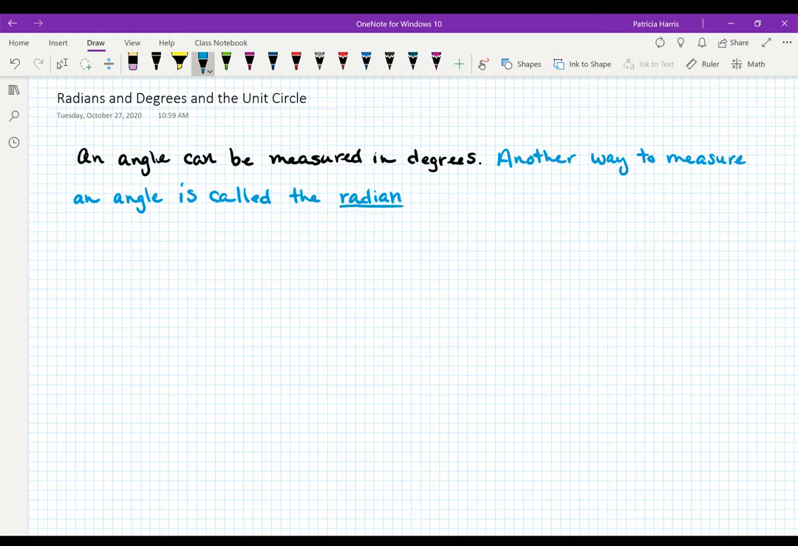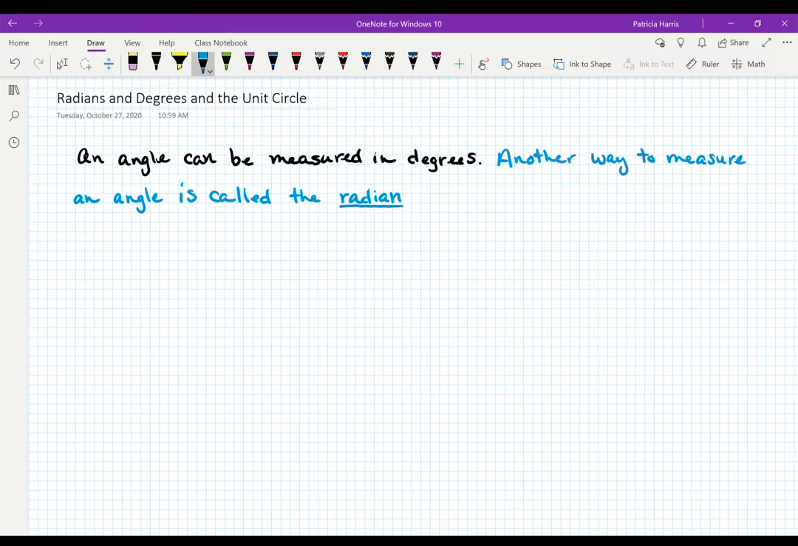Now, some folks really love degrees and they won't give them up, but you do have to be at least a little bit comfortable with the radian. It's kind of like I'm really comfortable with miles, but I'm not really comfortable with kilometers, but I can bounce back and forth between the two if I need to. So you are going to have to be able to do the same thing because your math textbook and most math teachers like radians.